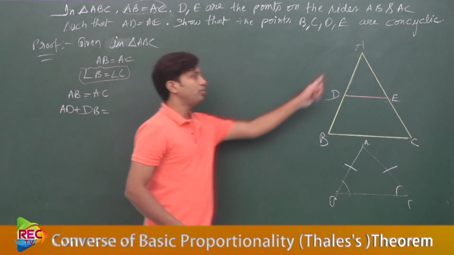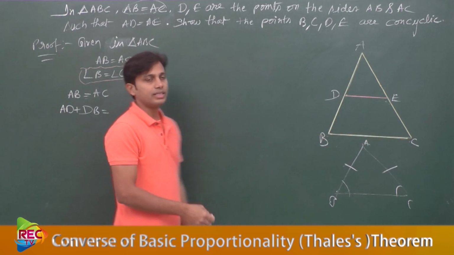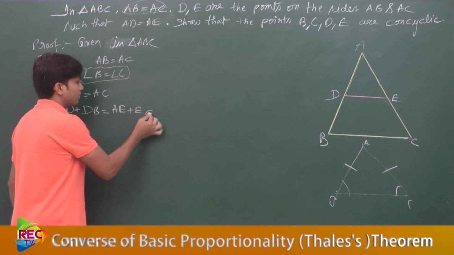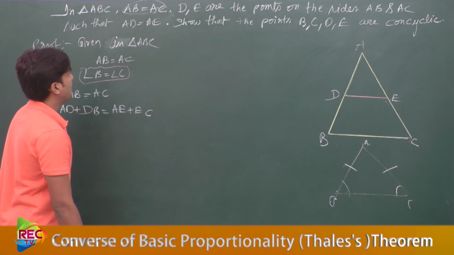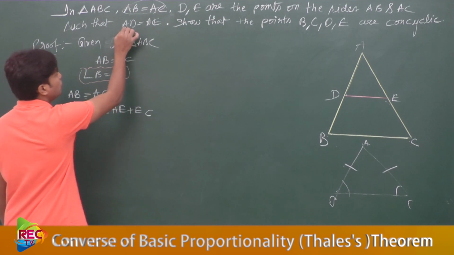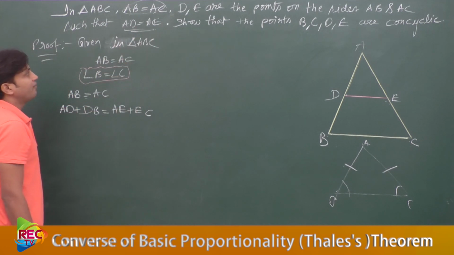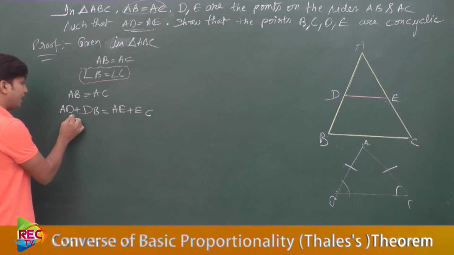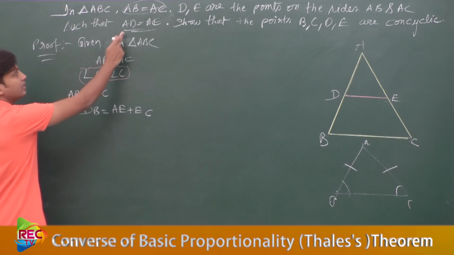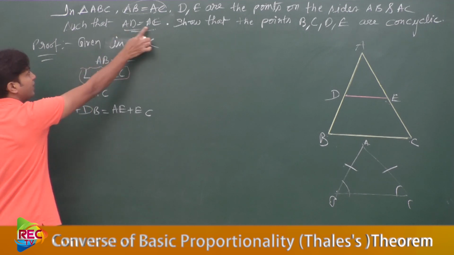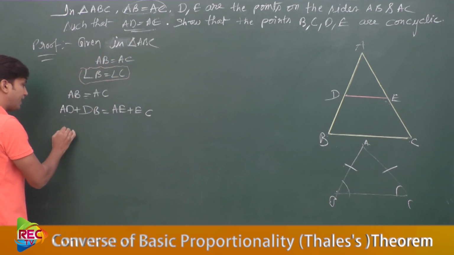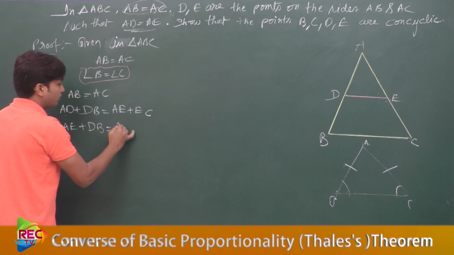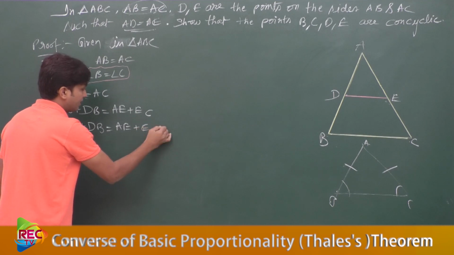AC can be split into AE plus EC. Okay, now as we have been given, use this condition: AD equals AE. Then put AE in place of AD, so we can write AE plus DB equal to AE plus EC, right?